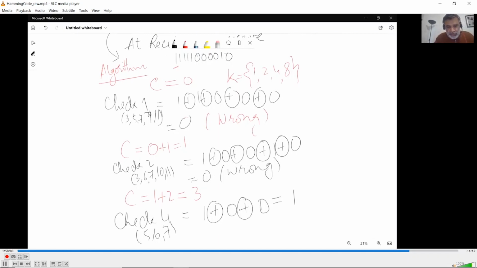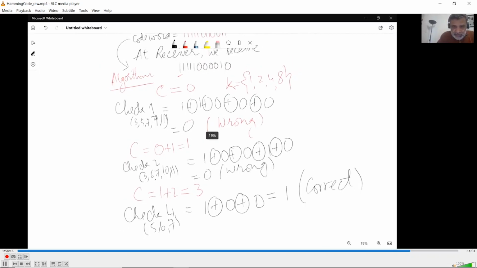So check 4 has given us 1. And if you see 1, 2, 3, 4, it is 1. So it means this is correct. So we would not do anything. So C remains 3. Now the last one, which is check 8.